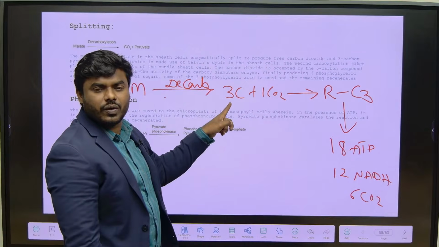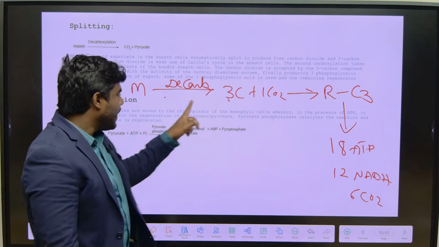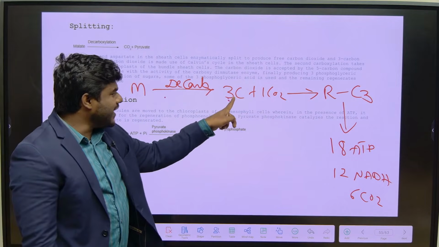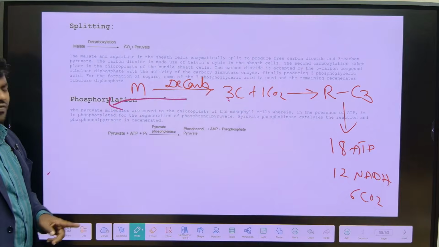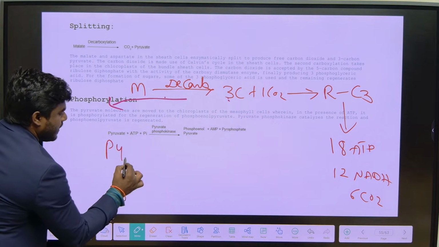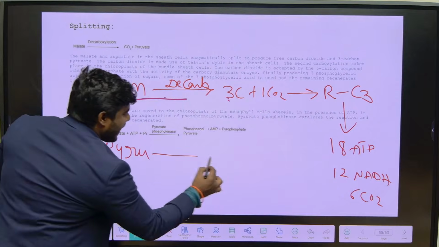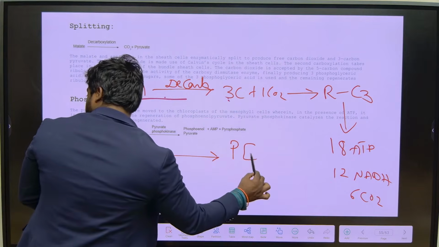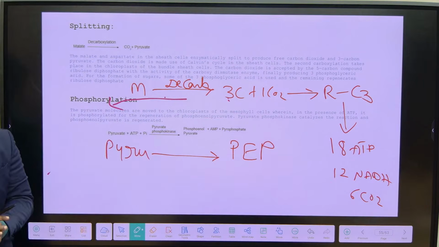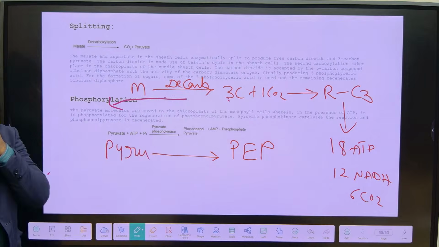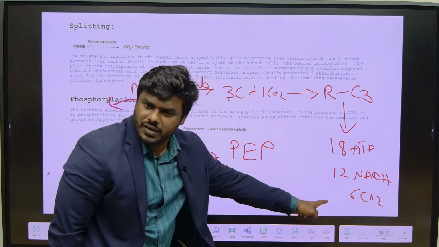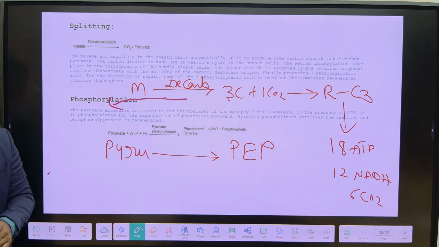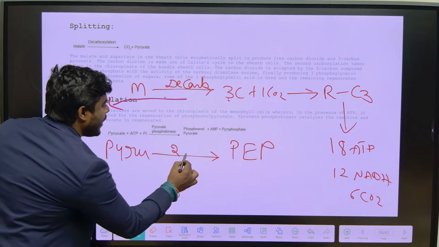How many carbons are left out? 3 carbons, which is called pyruvate. Now this pyruvate is located in which cell? Mesophyll or bundle sheath? Bundle sheath. So it has to enter into the mesophyll cell. Now look into the point, no confusion. Pyruvate enters the mesophyll cell and is converted into phosphoenol pyruvate. Now this is the fixed step. In order to convert pyruvate into phosphoenol pyruvate, every time it requires 2 ATP.